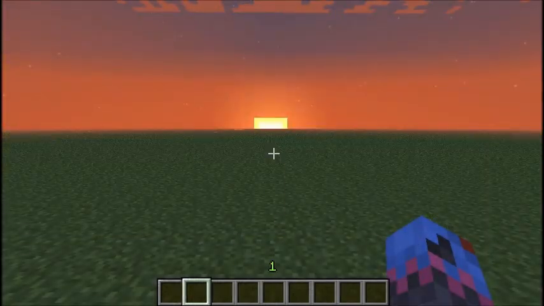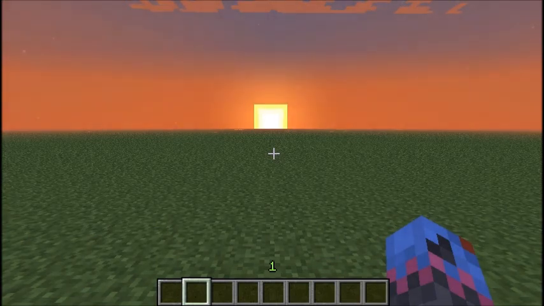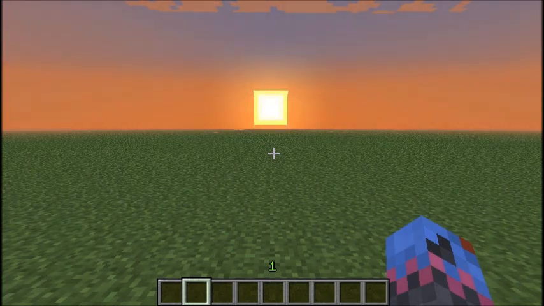Hey guys, I'm here with some states of matter in Mix and Flow as we watch the sun rise. There are 3 states of matter. We have liquid, solid, and gas. Each one can turn into the others.